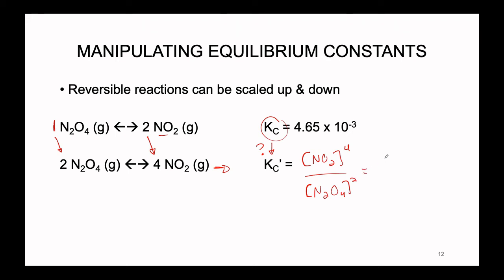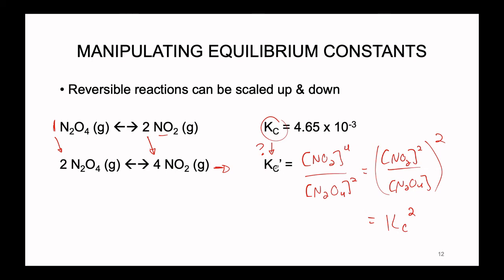Well, this is the exact same thing as taking our first equilibrium expression, the NO2 squared, all divided by the concentration of N2O4, and squaring it. We now have an exponent of 4 in the numerator and an exponent of 2 in the denominator. This is the exact same thing as if we squared the first equilibrium constant we had. In other words, we are squaring the value of Kc to find this new Kc prime.